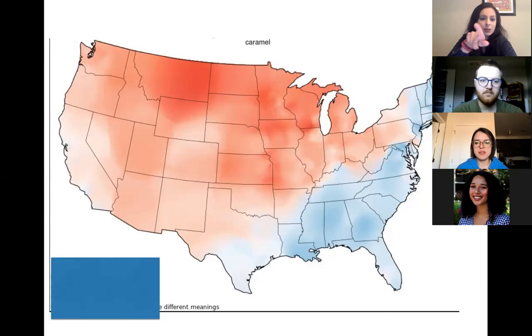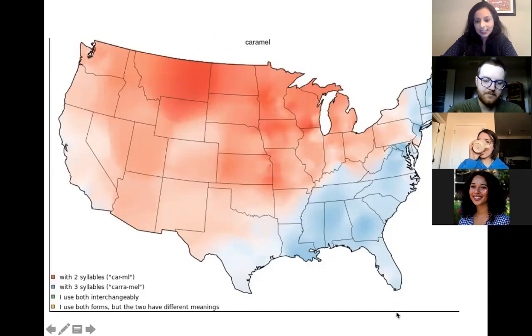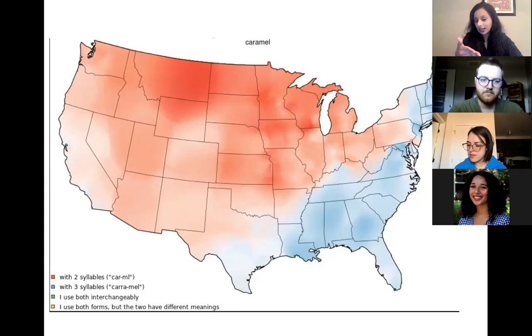That seems to be the majority of America. I would say the majority says caramel. Caramel, all right. That's right. Red is caramel, so that's two syllables. The blue is caramel. And as you can see, it's majority of the East Coast, which is where the British landed and colonization happened first. So they still have that British kind of pronunciation, caramel.